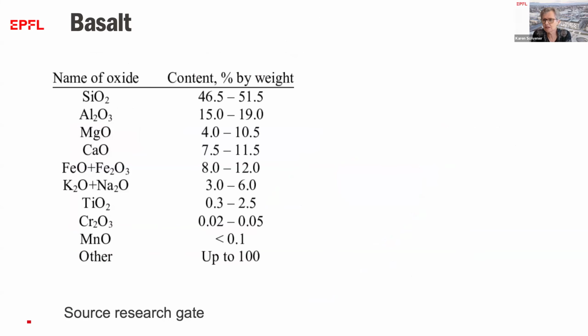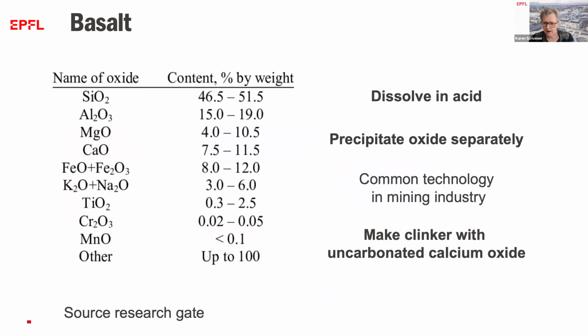So what we've seen recently is a few startups saying, well, let's go back to these volcanic rocks like basalt, let's get out the amount of calcium they contain, and let's make the clinker with uncarbonated calcium oxide.